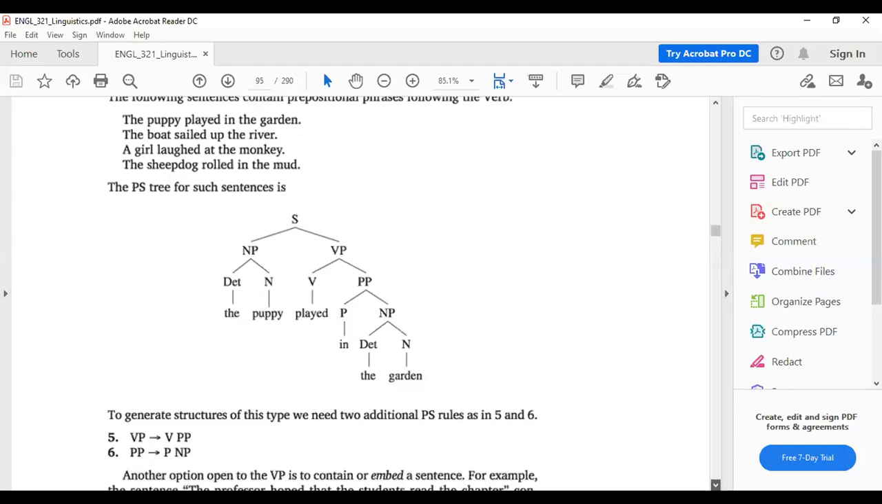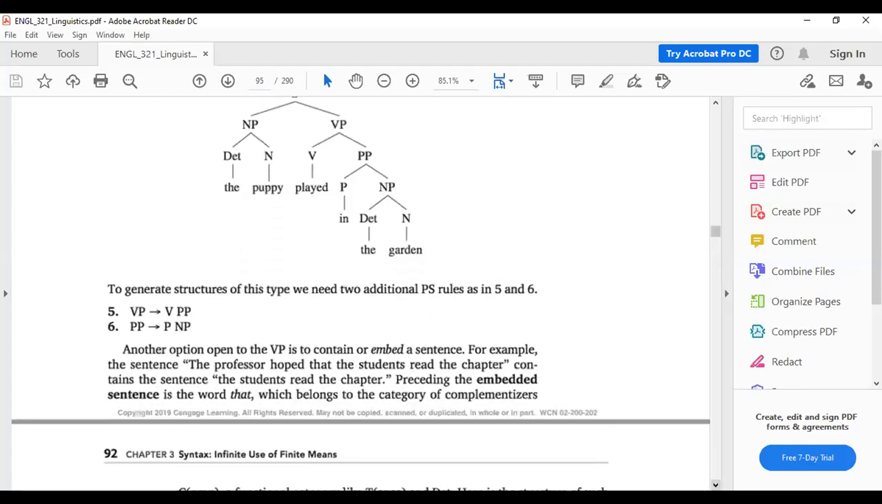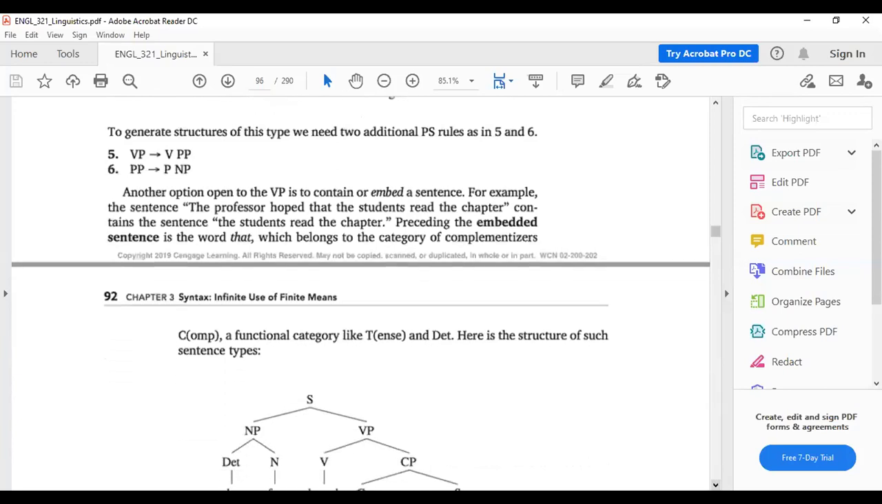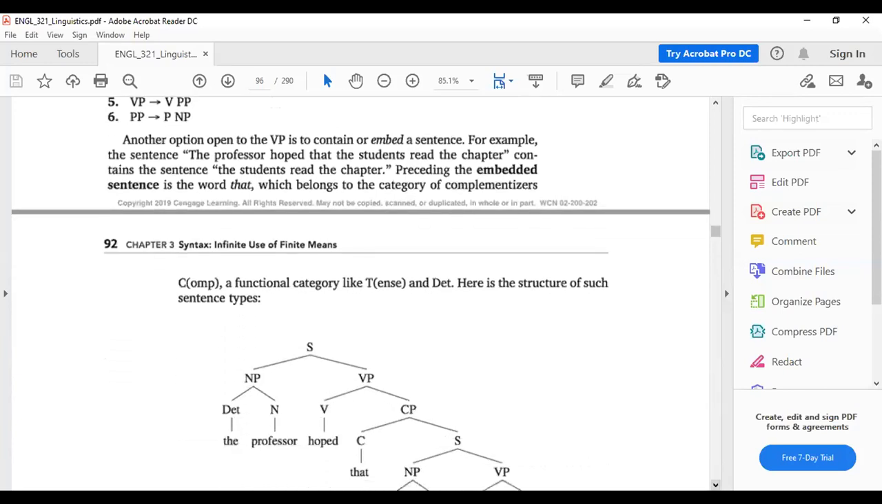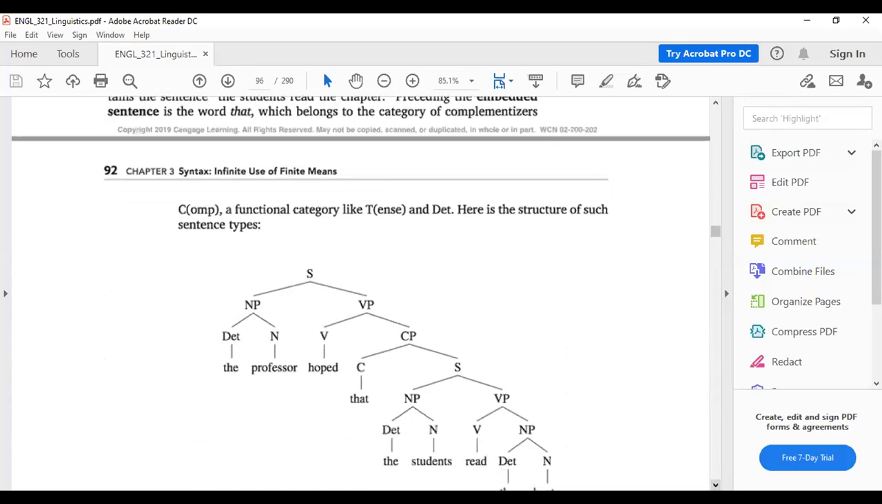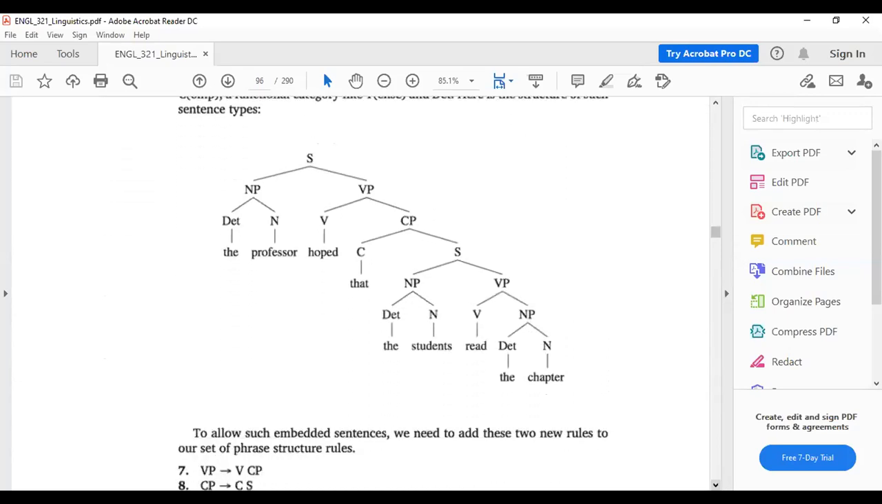This is possible. And also for transitive verbs, some verbs are transitive, so we can have an NP, and some verbs can be followed by a complementizer phrase, like the professor hoped. Hoped is the verb, so sentence gives NP, the professor, then VP, V hoped. Then here we don't have hope something. We know that the whole CP is, as we say in Arabic, في محل مفعول به.